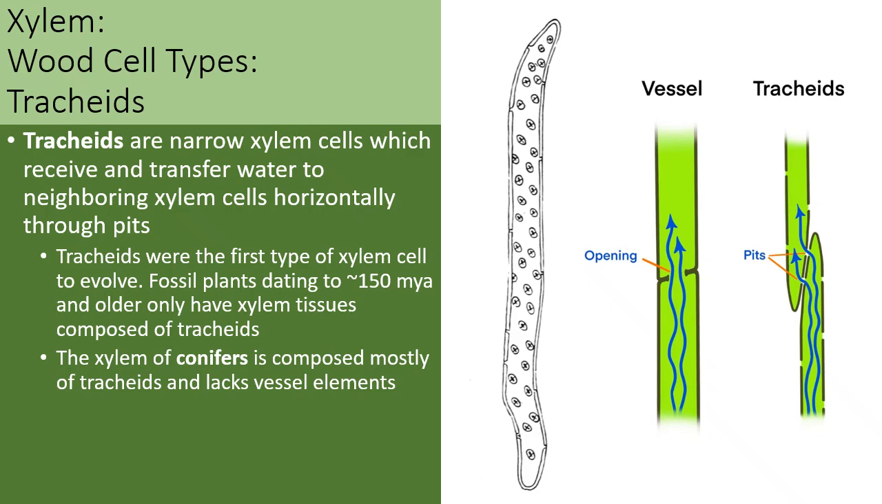Tracheids were one of the very first types of xylem cells to evolve. In fact, if you look at really early fossil plants that are older than 150 million years ago, they will only have xylem tissues composed of tracheids, and that's something that is conserved in our more primitive land plants today. For example, conifers only have tracheids as vascular xylem in their stems, so they lack the vessel elements that we see in the angiosperms, or the flowering plants.